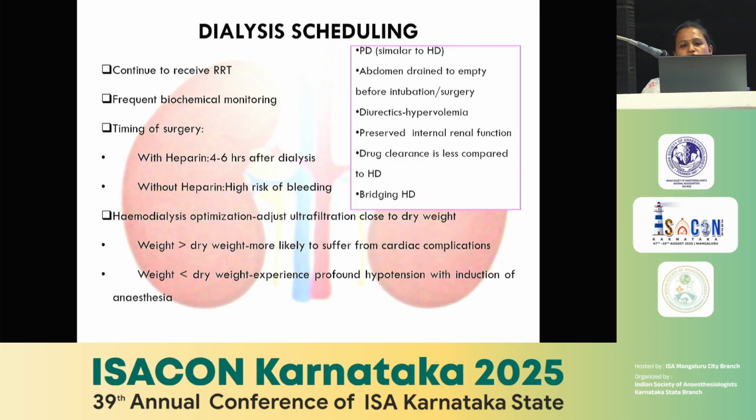Care of patients with peritoneal dialysis is similar to hemodialysis, where there is preserved internal renal function. Along with that, drug clearance is less when compared with hemodialysis. So abdomen has to be drained to empty before intubation and surgery. And in case of emergencies, a bridging session with hemodialysis can be considered.